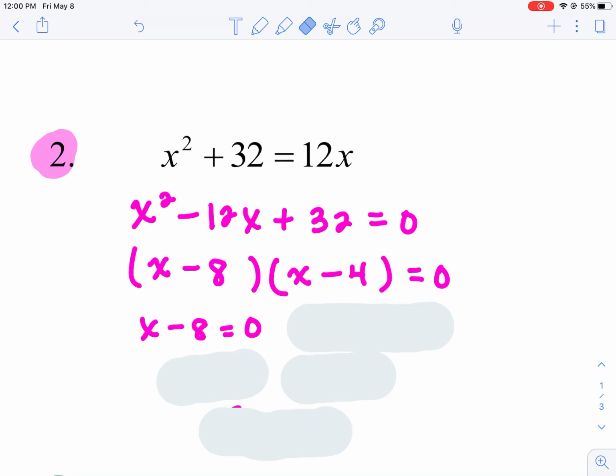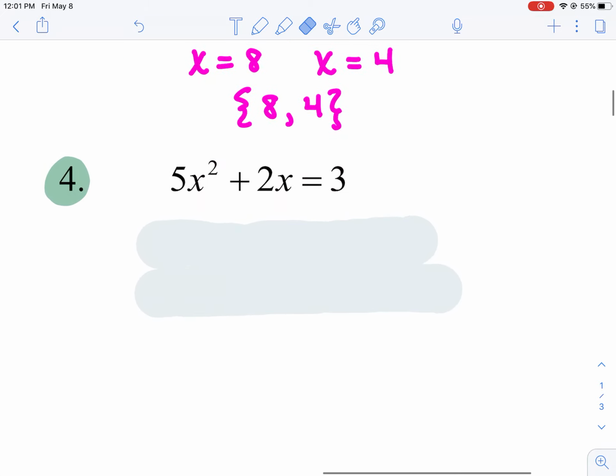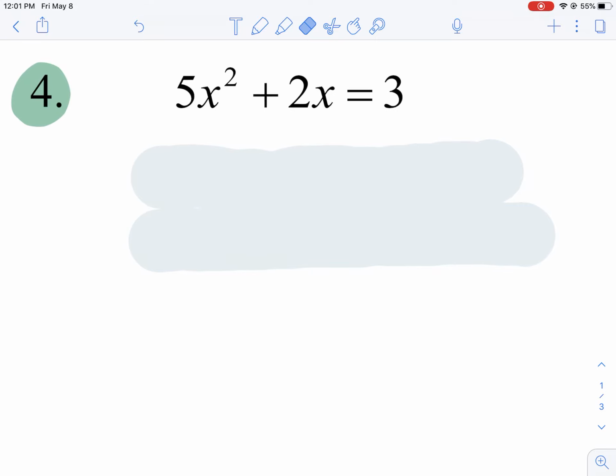Set x minus 8 equal to 0. Add 8 on both sides to get x equals 8. Set x minus 4 equal to 0. Add 4 on both sides to get x equals 4. Your solution is 8 and 4. All right, number 3. Go ahead, get that in standard form.